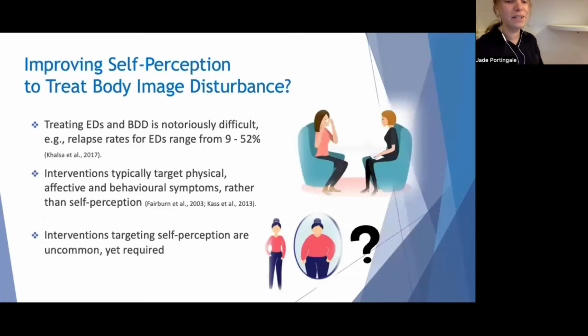So whilst current evidence-based treatments for eating disorders and body dysmorphic disorder are improving, they nonetheless often achieve modest results with relapse rates as high as 52%. And interventions targeting disturbed self-perception are uncommon, yet these are required given that disturbances are highly associated with maintenance and relapse.